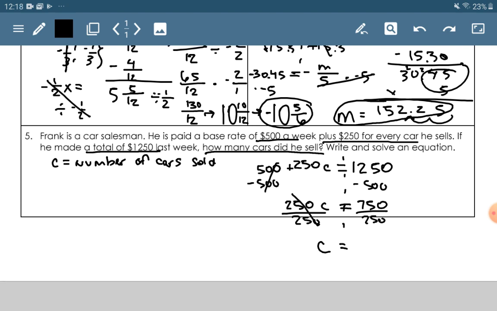And on the right, 750 divided by 250. You could set up long division if you need to, or you could count up by 250s or try different multiplication problems. But you would find that 250 goes into 750 3 times exactly. So when I'm asking how many cars that he sold, you would tell me he sold 3 cars.